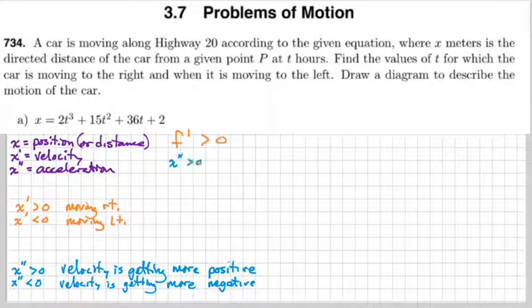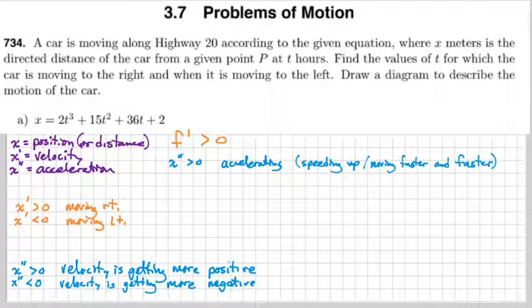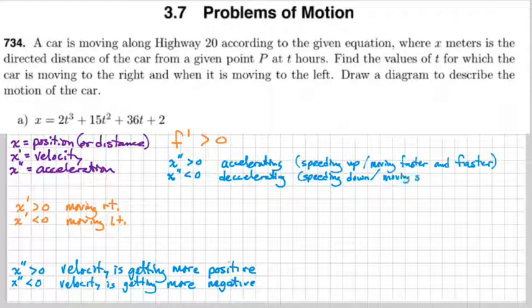So here you go. We've got to talk about it in two scenarios. When x prime is positive and x double prime is positive, we are accelerating. It is speeding up, or you can say that it is moving faster and faster. When x double prime is negative, we are decelerating, or speeding down. That is when we're moving slower and slower. This probably makes most sense to you, because most of the time when we're talking about acceleration, we are only going in one direction, usually the right direction. So this is when we're moving right. This is what acceleration means.